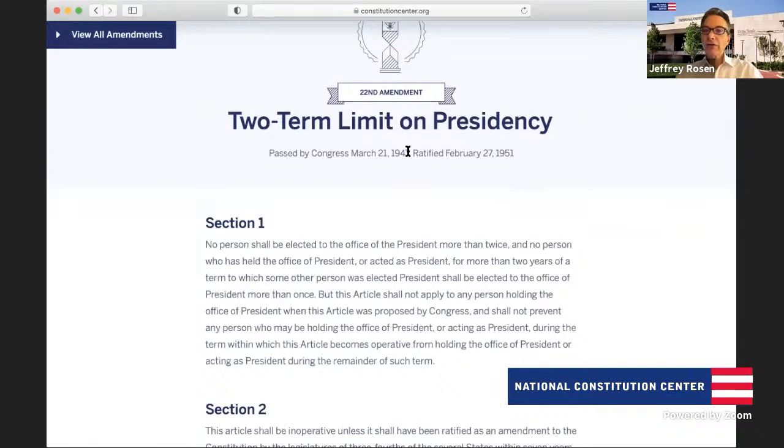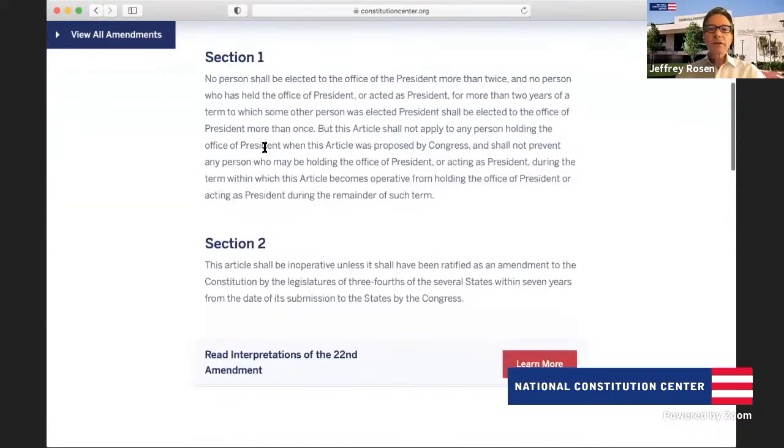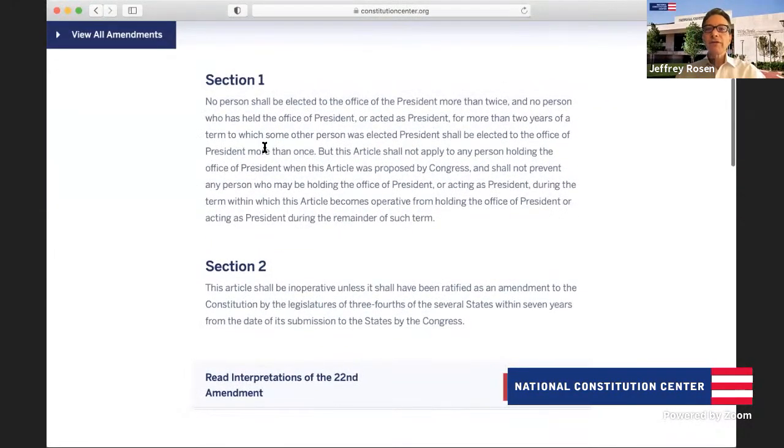So President Harry Truman is president. Franklin Roosevelt died in 45. So having broken that 2-term limit, Congress proposed and the people agreed that they wanted to reinstate it. It essentially says no person shall be elected to the office of the president more than twice, and no person who has held the office of president shall be elected to the office of president more than once.